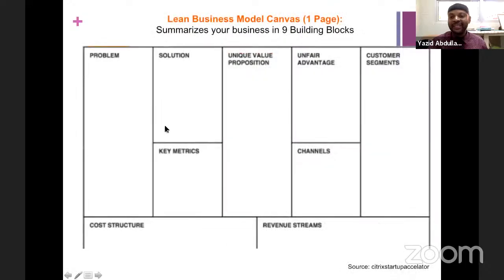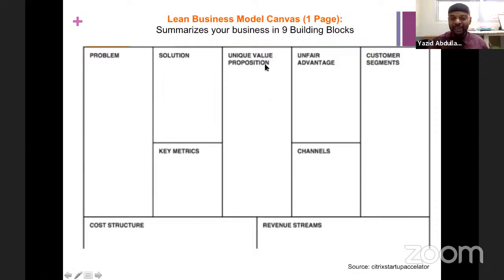So this is what the lean canvas looks like. It's a one-page template that allows you to think about your business model. It describes your business model.